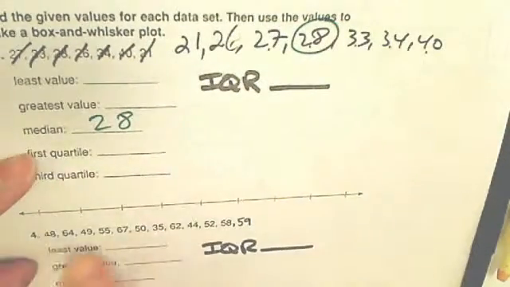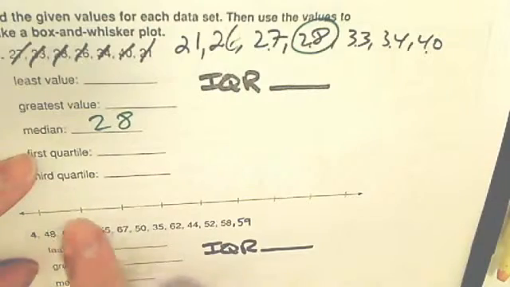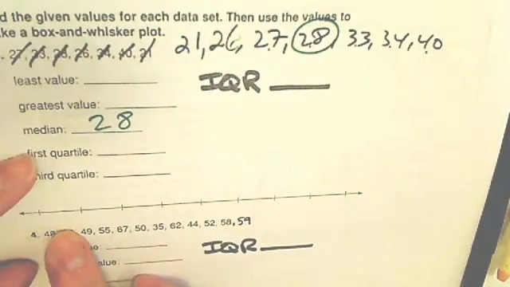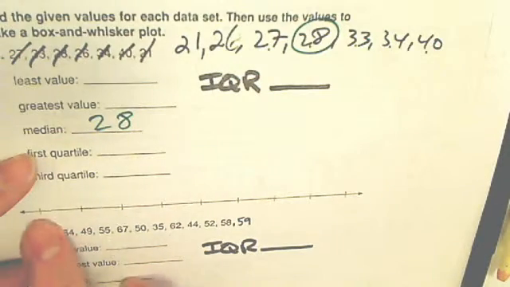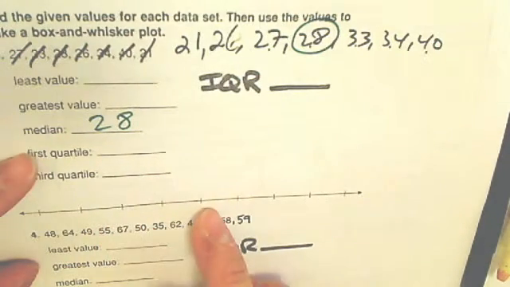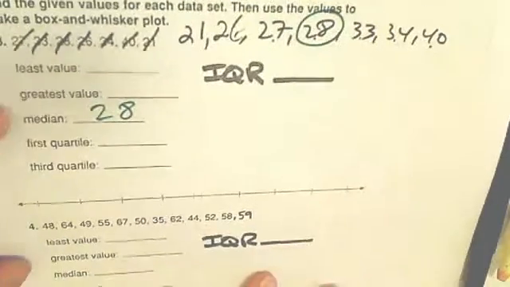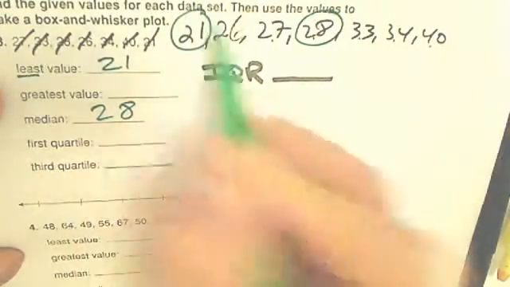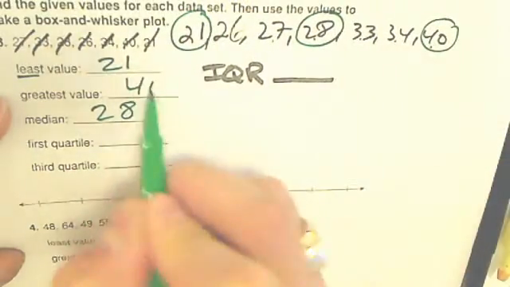So we know in our graph we can probably go 1, 2, 3, 4, 5, 6, 7, 8, 9. You can go by 5, let's see. 20, 25, 30, 35, 40. You can go by 2s. Okay. So 28 is the middle number. What's the lowest? 21. The highest? 40. Okay, those are easy.